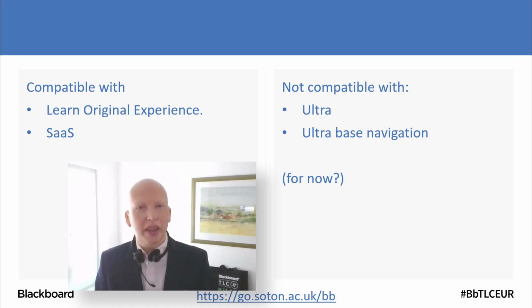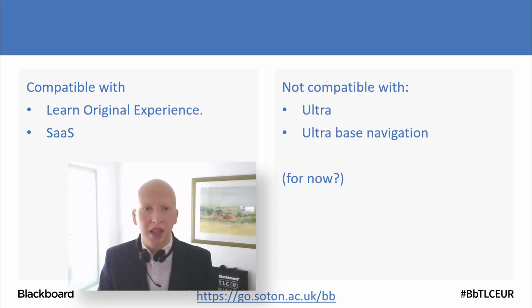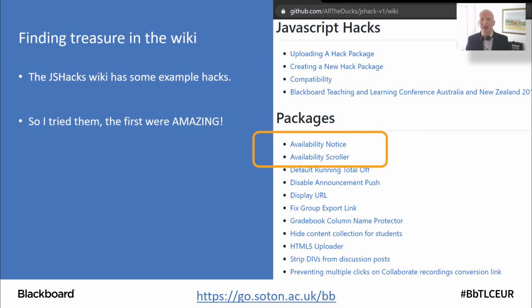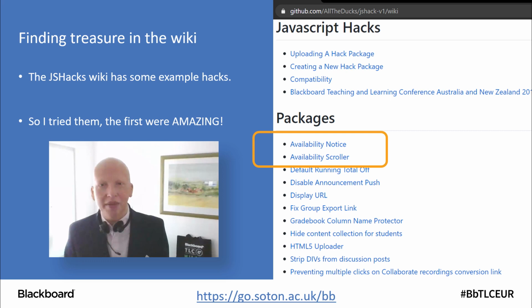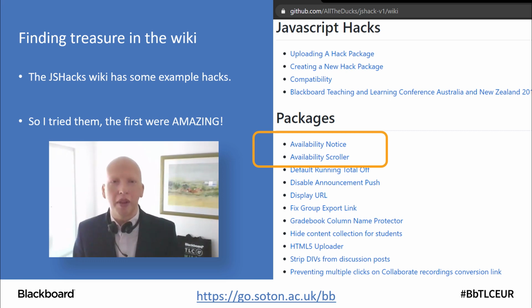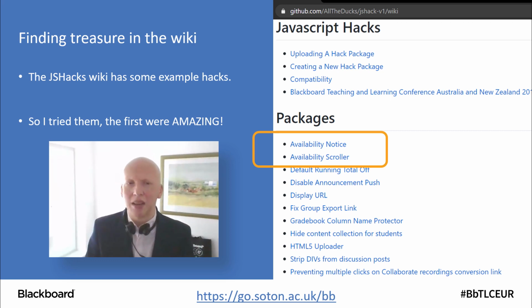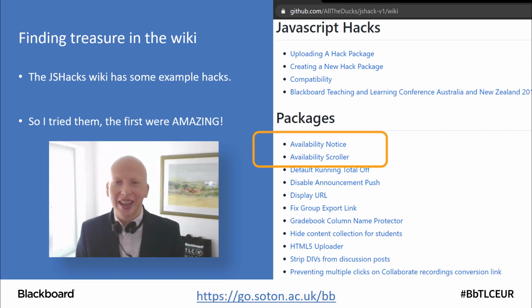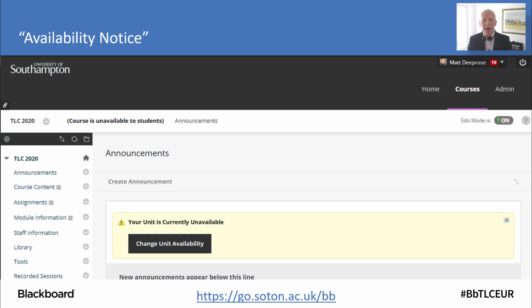So I set up our AT bar using JSHack, and I was looking over the support site for JSHack, and I started finding treasure. They give some examples of various packages that you can upload. And the first one was about availability. Is that something to do with course availability? Because I would love for courses to be possible to make available more easily. And yeah, it was amazing.